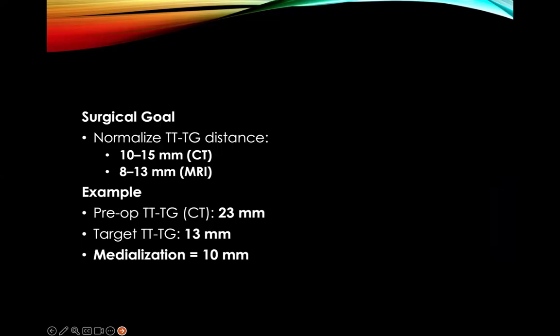So the goal is to again normalize the TTTG distance. On CT it is 10 to 15, on MRI it is 3 to 8 to 13. Last time we had spoken about a new indicator to determine this called the TTPCL, and that value, if it is more than 24, we can say that this is a case that needs anteromedialization. So how to calculate how much medialization is to be done: you calculate the CT value of TTTG, which is 23 mm. The target should be 13. So medialization of around a centimeter would be needed for this case.